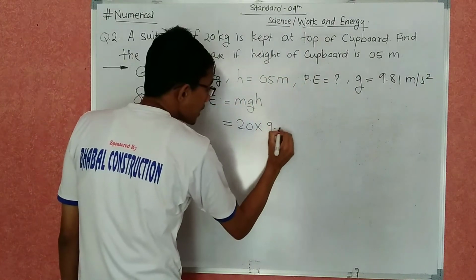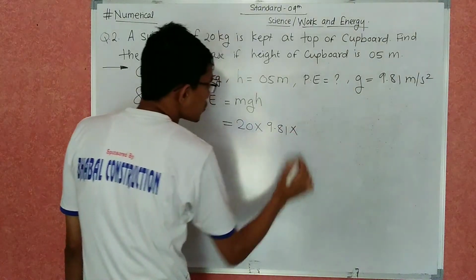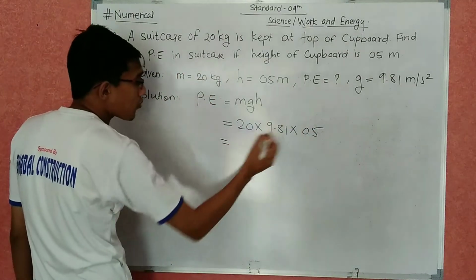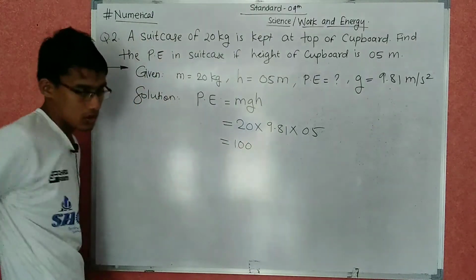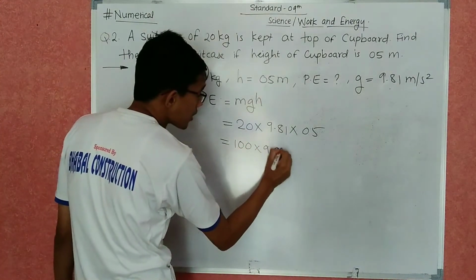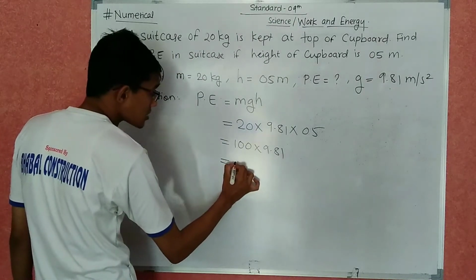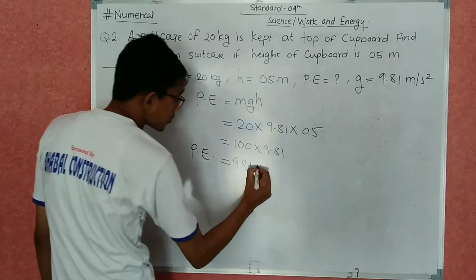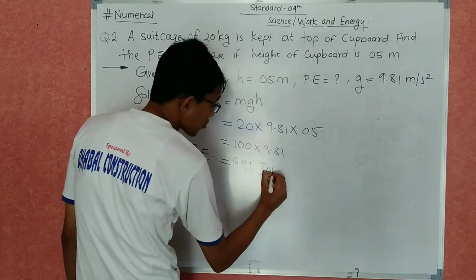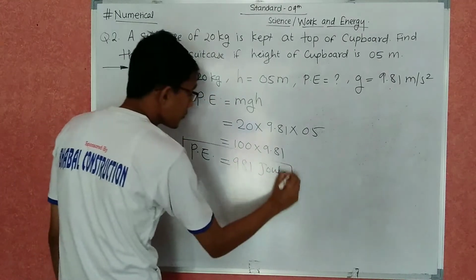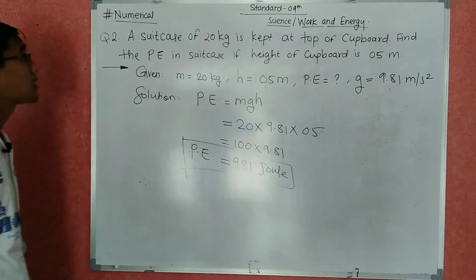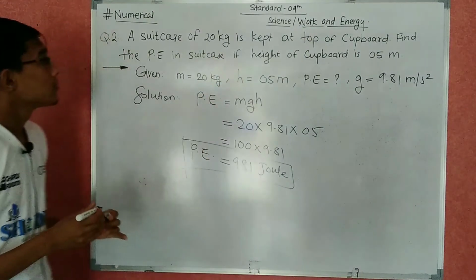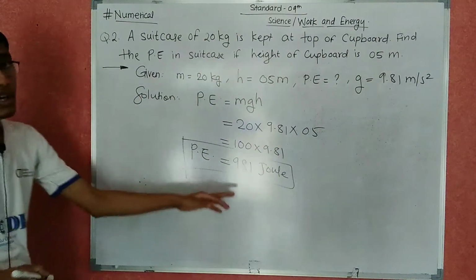So 9.81 into, what is the height? It is 5 meter. So 20 into 5 becomes 100, into 9.81. So 9.81 into 100 is nothing but 981. So we get potential energy is equals to 981 joule. What is the potential energy? 981 joule. Therefore we can write that the potential energy in suitcase is 981 joule.